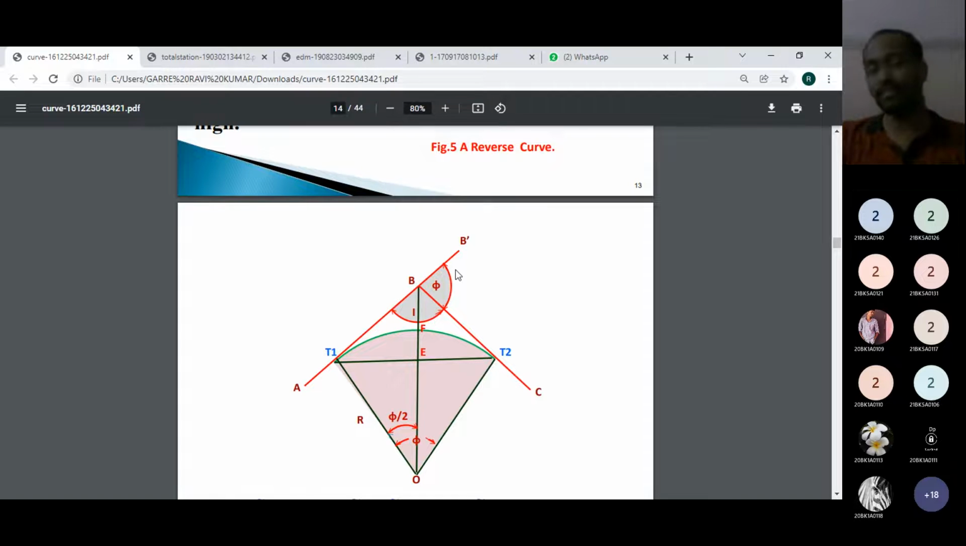The deflection angle means the projection of the previous line and the forward line. Here AB is the previous line and BC is the forward line.